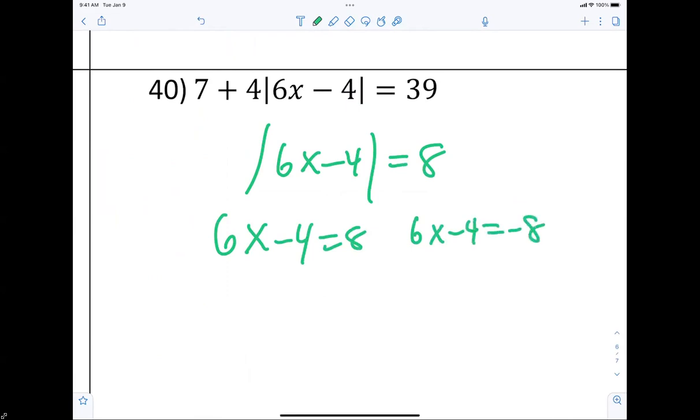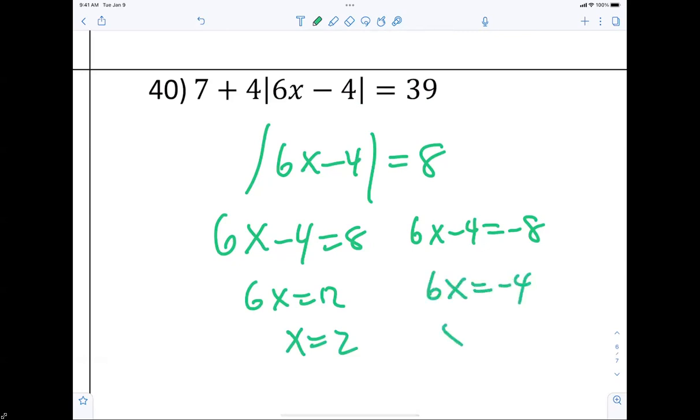Does everybody agree with this? Now we add 4, and then add 4. So x equals, right, -2/3. Anybody have any issues with that? Anybody have any issues?